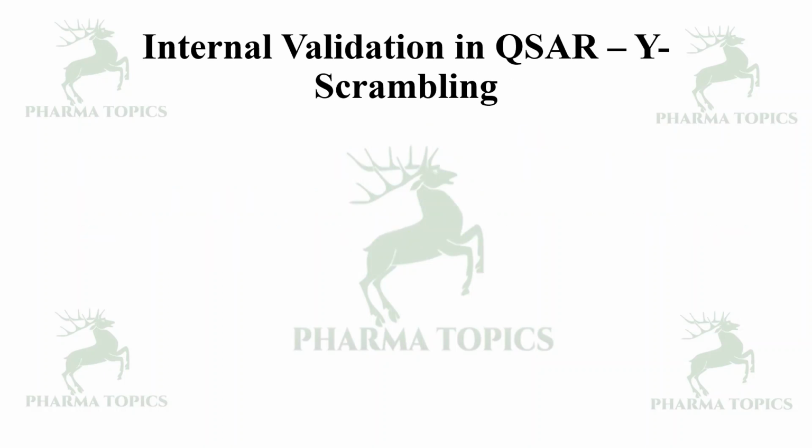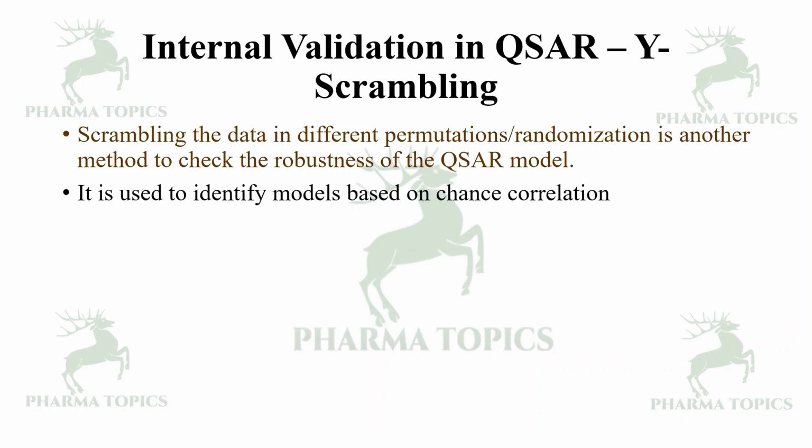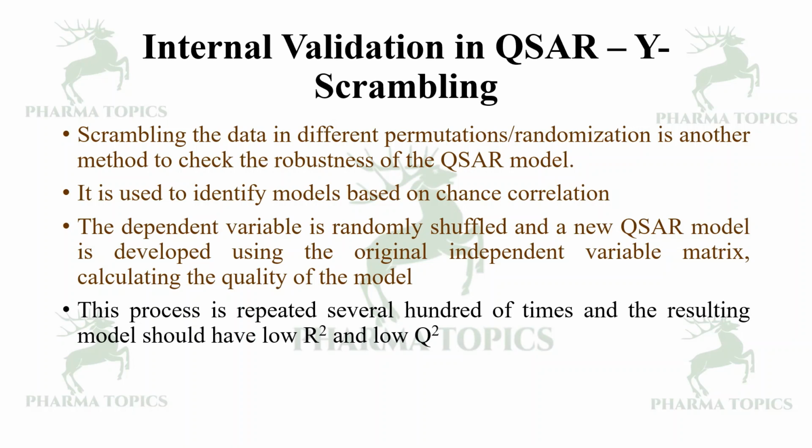Next is Y scrambling. Scrambling the data. Scrambling is how you break the egg. Scrambling the data in different permutations and randomization is another method to check the robustness of the QSAR model. It is used to identify models based on chance correlation. The dependent variable is randomly shuffled and a new QSAR model is developed using the original independent variable matrix, calculating the quality of the model. The process is repeated several hundred times and the resulting model should have a low R square and a low Q square.